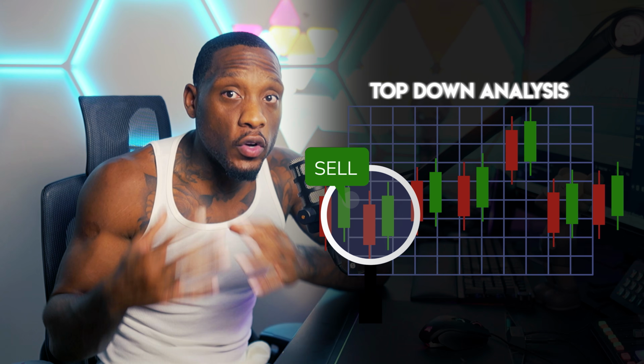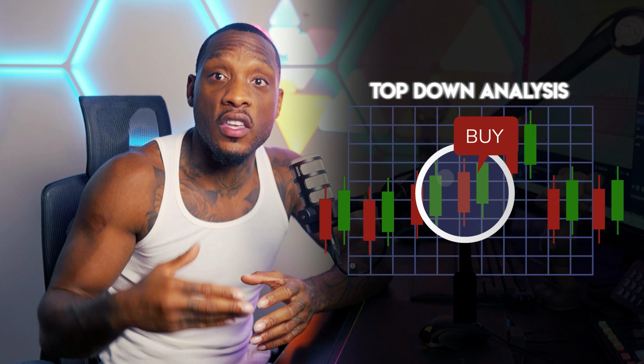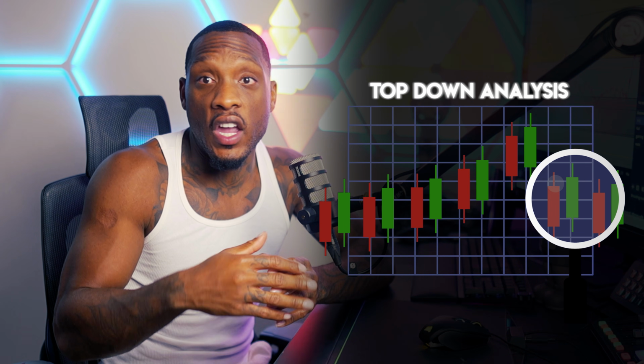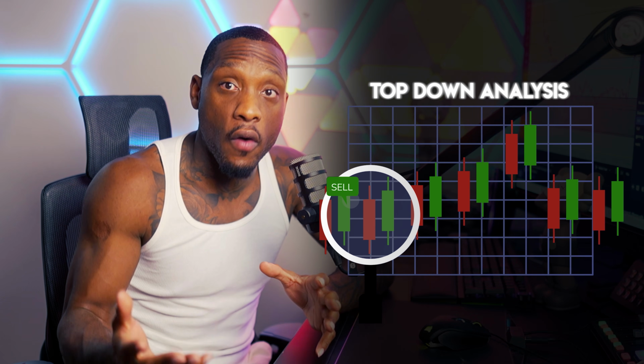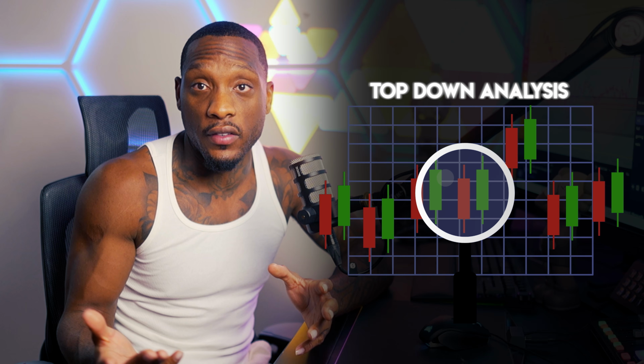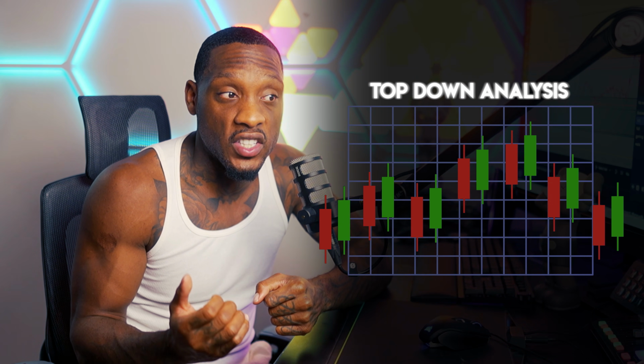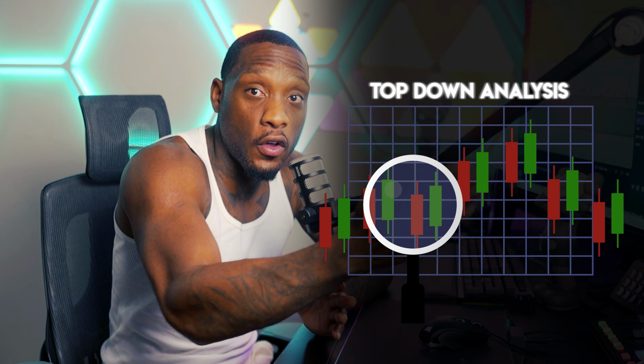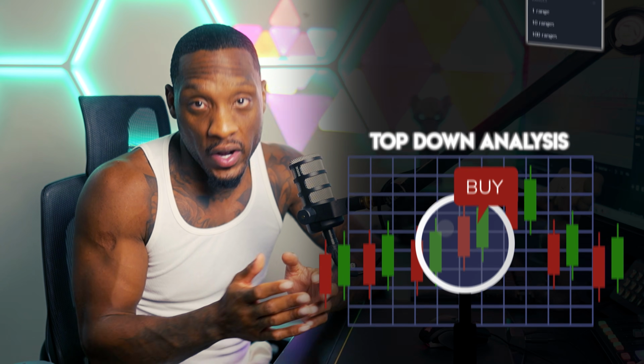Just keep in mind, when you use top-down analysis, you're making use of the context of the candles in order to tell the story on where you are within the market, so that way you can get in safely and exit the market safely. That's the whole goal of top-down analysis, to enter with the trend and flow with it and exit the market when you hit your goal.